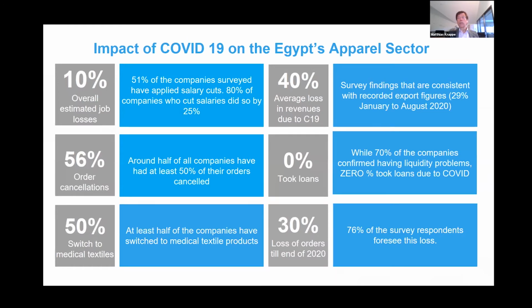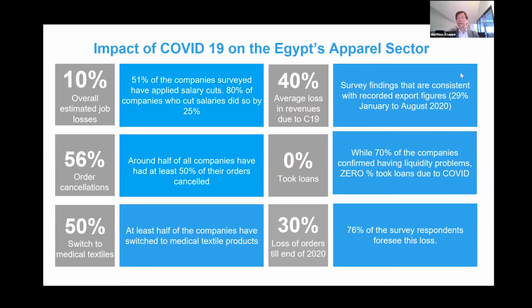Starting with Egypt. In Egypt, we did surveys among companies, and we found the following: Egyptian stakeholders think that at the end of the pandemic, about 10% of all the jobs in textiles and clothing might be lost. This was the figure discussed in the stakeholder meeting only about 10 days ago. 51% of the companies that we surveyed applied salary cuts. 80% of the companies who did cut salaries did so by at least 25%. 40% is the average loss in revenues among the companies surveyed, and this is more or less in line with the drop in exports. About 56% of the companies have had order cancellations of at least 50% of their orders. So more than half suffered from order cancellations.